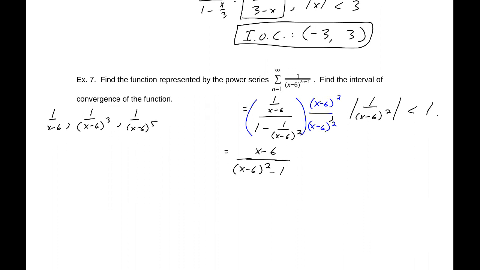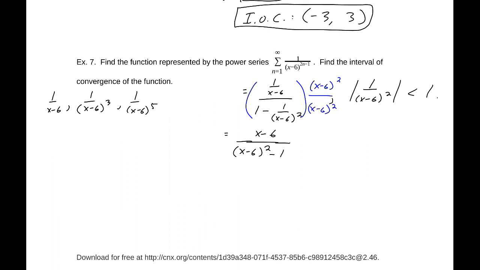Alright, now let's revisit that interval there. This is only true if the absolute value of x minus 6 squared is greater than 1. Taking the square root, because I can do that, the absolute value of x minus 6 is greater than 1. And this is the same as saying x minus 6 is greater than 1, or x minus 6 is less than -1.